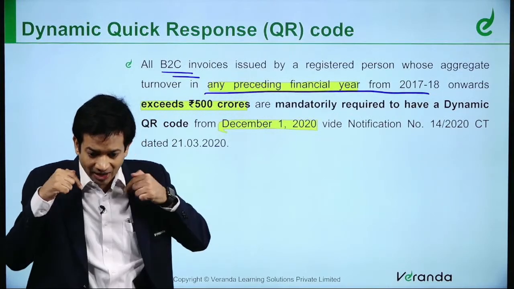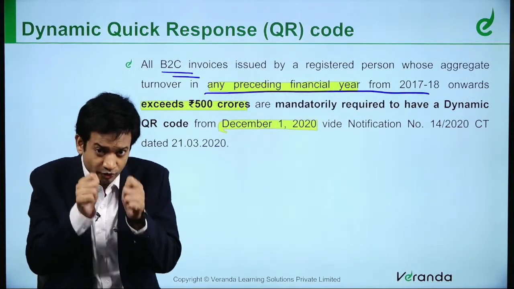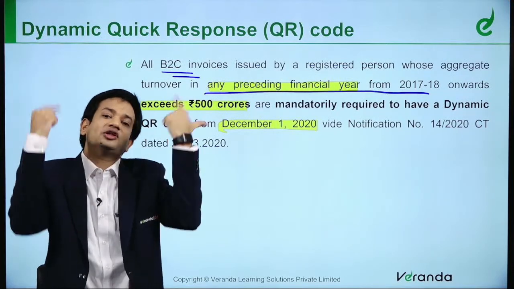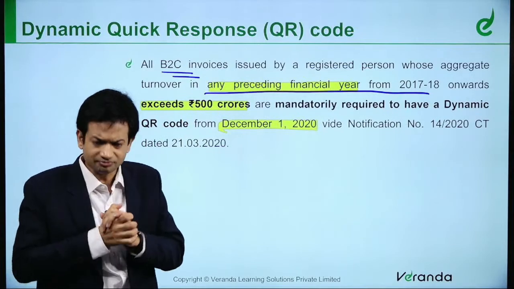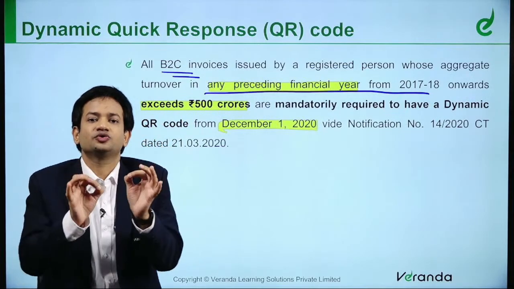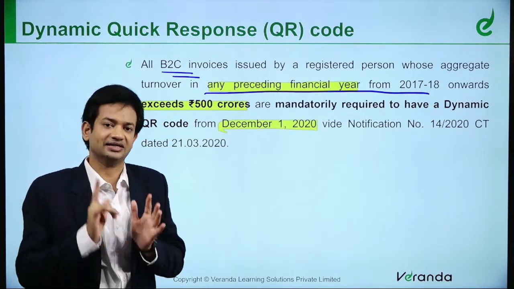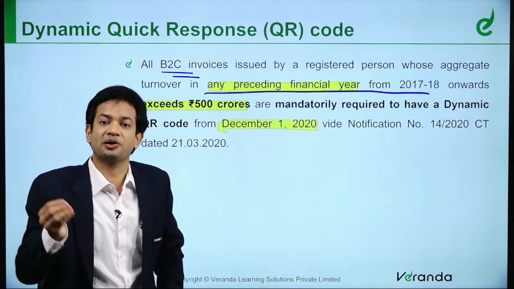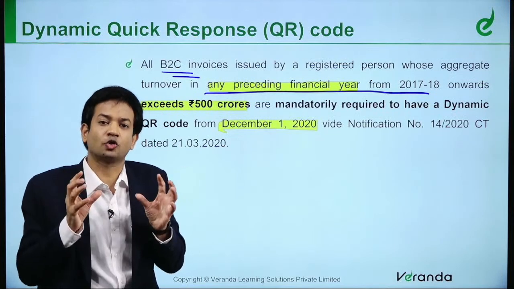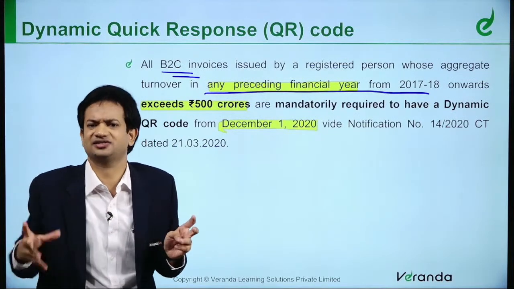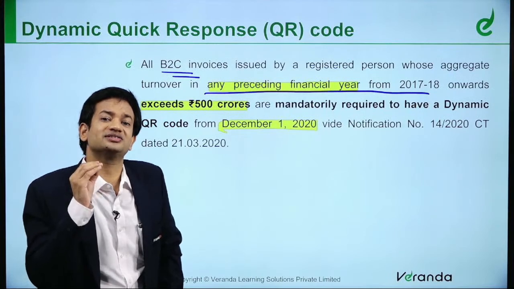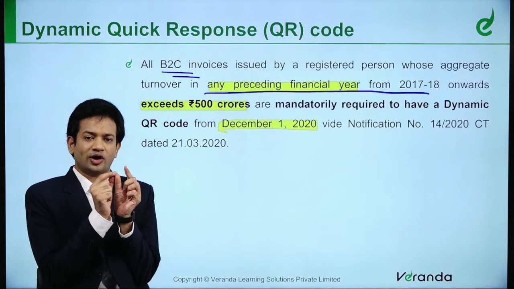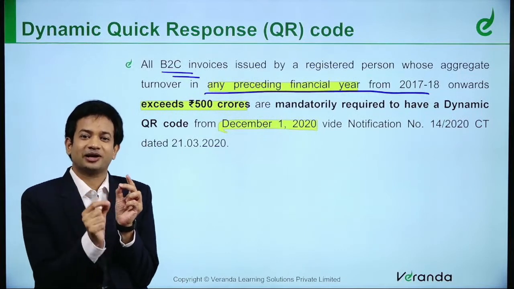What happens here is, if I am issuing an invoice for a B2C transaction, and my turnover in any preceding financial year is more than 500 crores, I repeat, more than 500 crores, then the dynamic QR code is on the invoice. There are a lot of payment gateways, the BHIM app, a lot of apps through which I can generate a dynamic QR code for every transaction. Dynamic QR code is distinct because every dynamic QR code will capture my date, invoice number, and amount also.